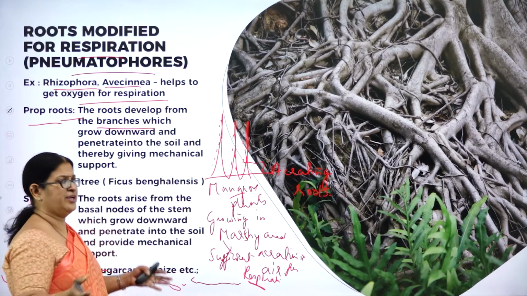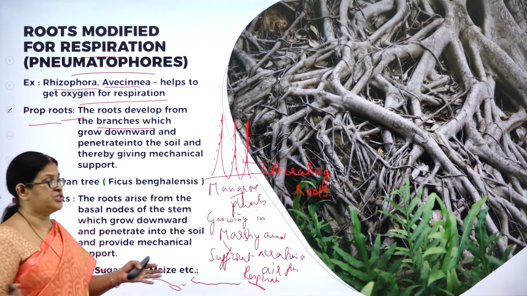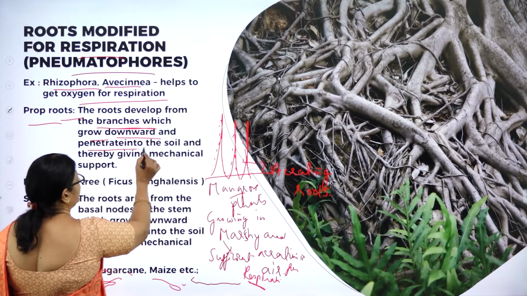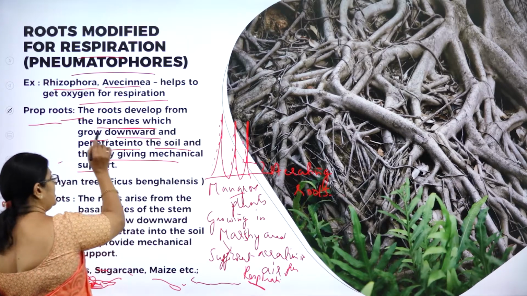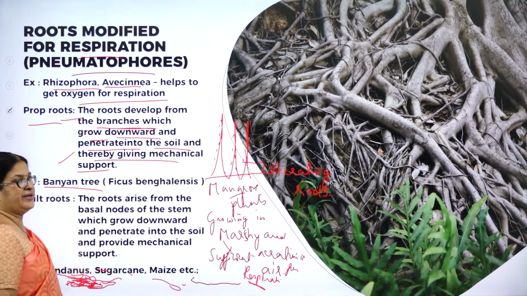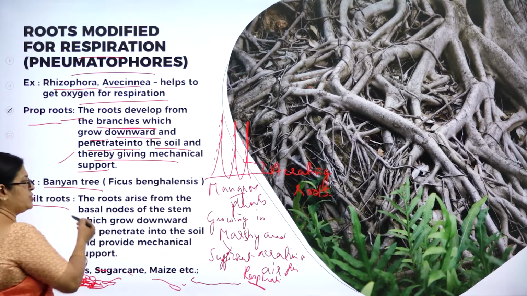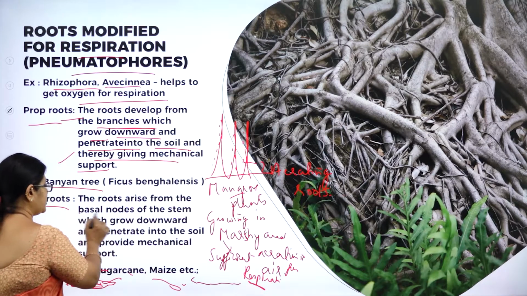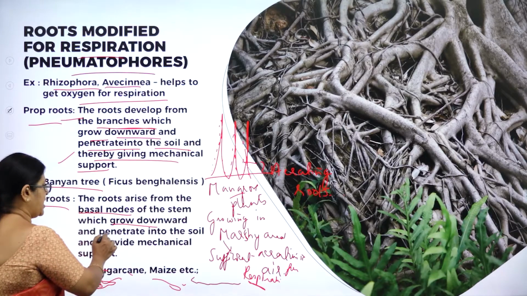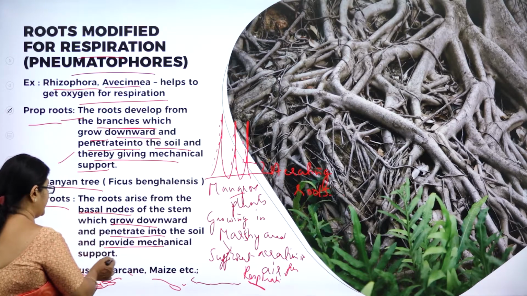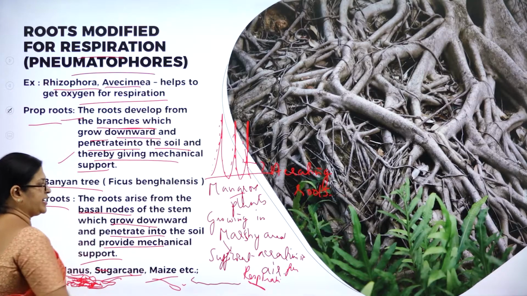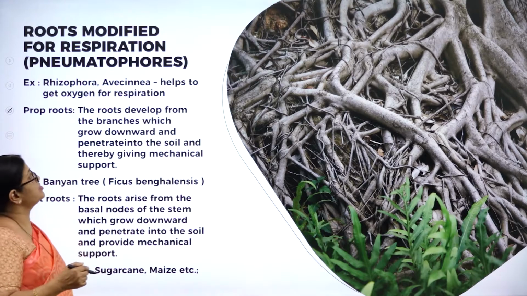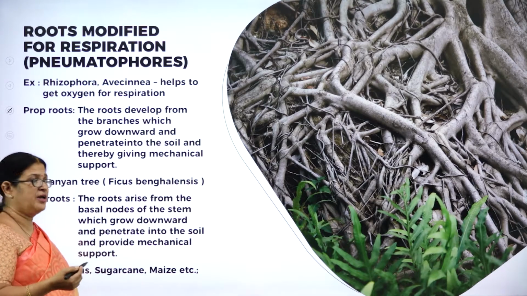Very big tree it is. Take the example of the banyan tree. It is a very huge tree, right? Here the roots develop from the branches which grow downward and penetrate into the soil, thereby giving mechanical support. Example, banyan tree, that is Ficus bengalensis. Stilt roots, already I gave the example of maize and sugarcane. The roots arise from the basal nodes of the stem which grow downward and penetrate into the soil and provide mechanical support. So roots modified for respiration are pneumatophores. Example, Rhizophora and Avicennia, which help to get oxygen for respiration.